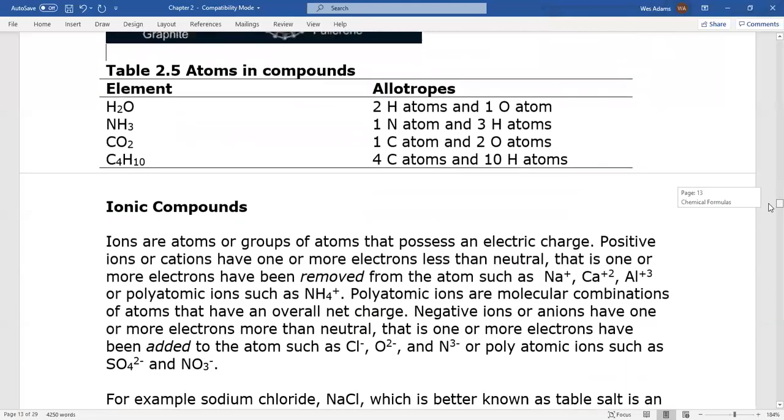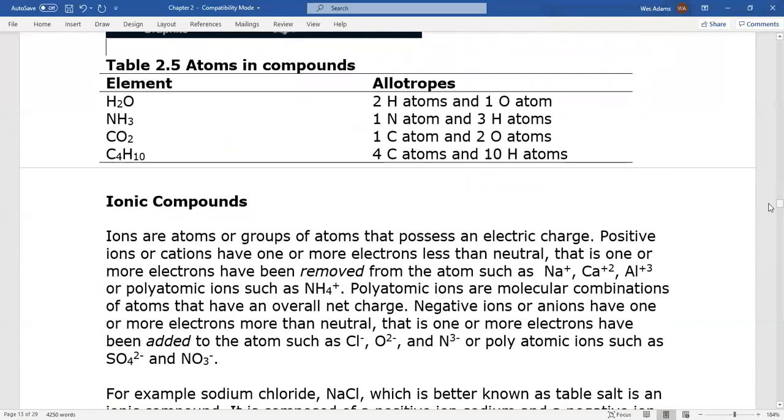Now, if we look at atoms and compounds, remember we said that subscript told us how many of each type. And so H2O means there's 2 hydrogen atoms and 1 oxygen atom. NH3 means there's 1 nitrogen atom and 3 hydrogen atoms. CO2 means there's 1 carbon atom and 2 oxygen atoms. C4H10 means there's 4 carbon atoms and 10 hydrogen atoms.